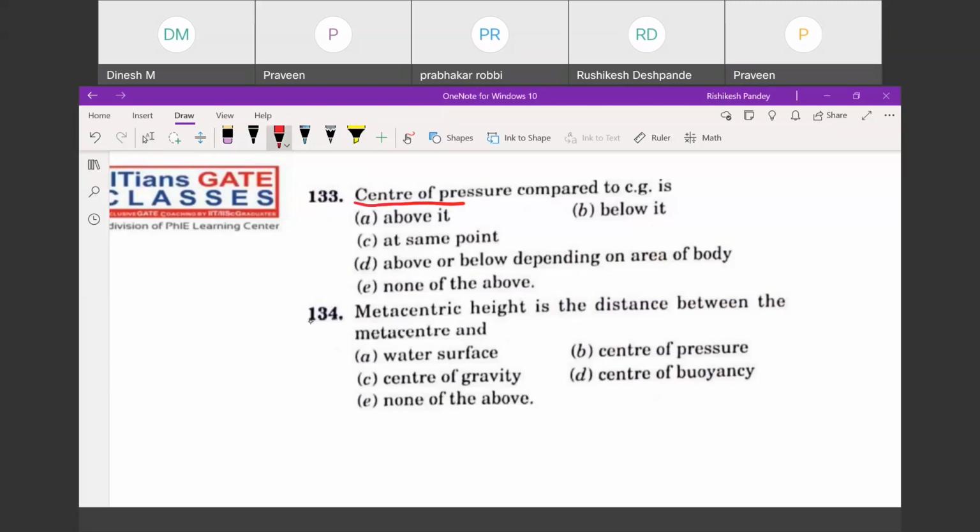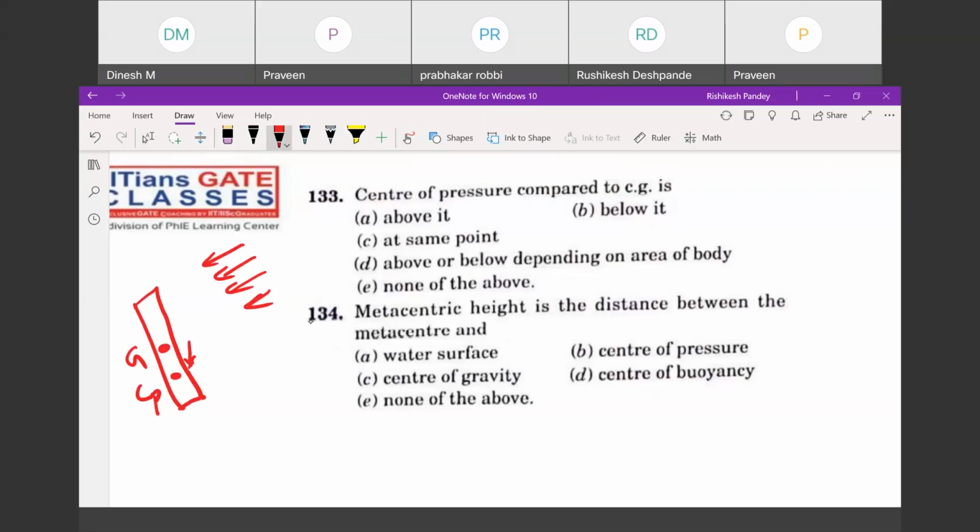Yes, center of pressure compared to CG, it is below. This is again the question of force on a submerged plate. So some pressure is there. The center of gravity will be here, but the center of pressure CP will lie below this. Center of pressure will always lie below the center of gravity.